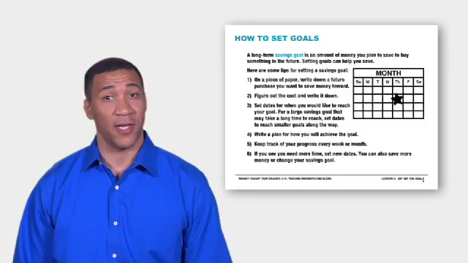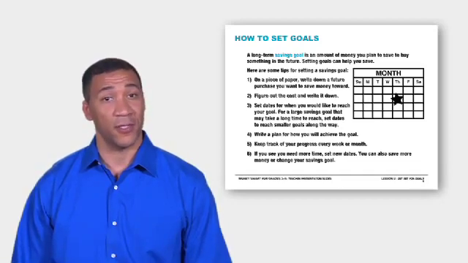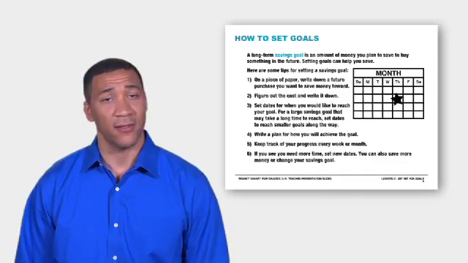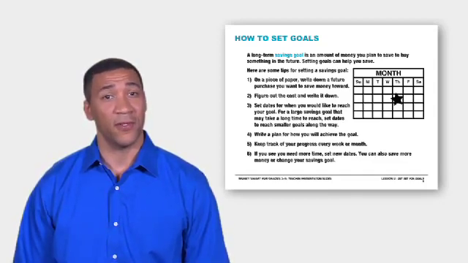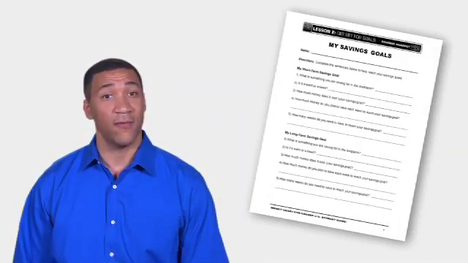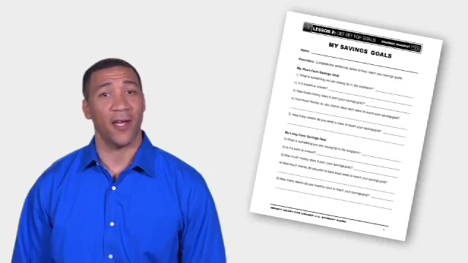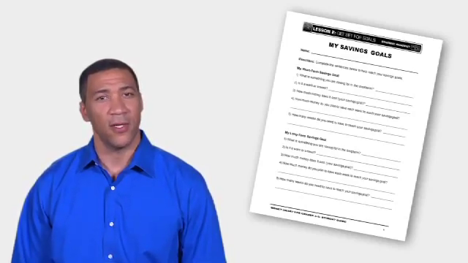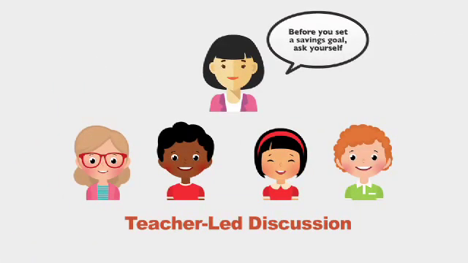Before wrapping up this exercise, show the How to Set Goals slide, which demonstrates ways to set goals, and discuss it with the class. Then review again the difference between short-term and long-term savings goals. Give the students the My Savings Goals handout to use in setting their own goals. As they start this exercise, you may want to give them the following tip. Before you set a savings goal, ask yourself, is what I want to buy worth the money?